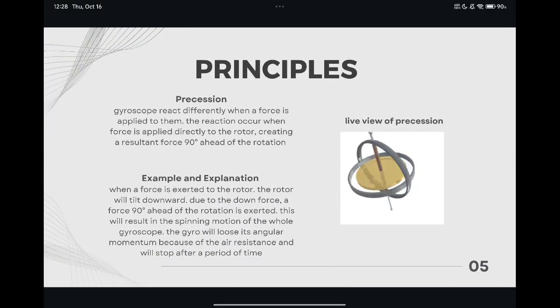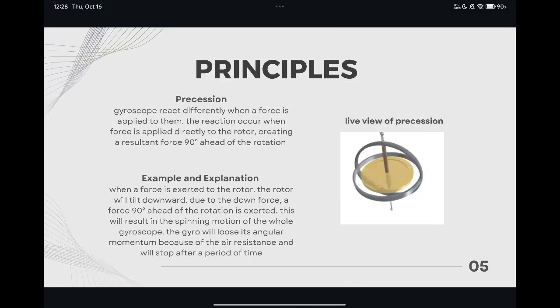The second principle is precession. Gyroscope react differently when a force is applied directly to the rotor rotation. When force is applied on the rotor, the resultant force will be exerted 90 degrees ahead of the rotation.